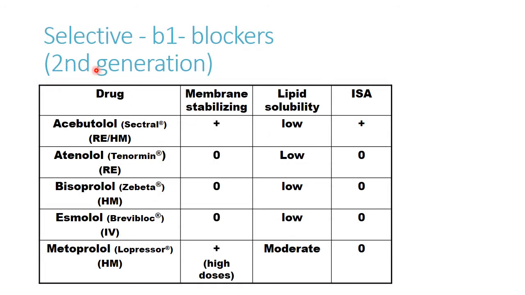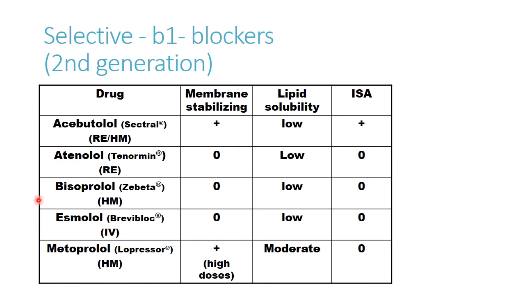Now here are our second generation or first beta-1 selective drugs. Again, notice the A through M kind of nomenclature here. So acebutolol, atenolol, bisoprolol, esmolol, metoprolol. These are all going to be beta-1 selective. So these would be relatively safe in an asthmatic patient.